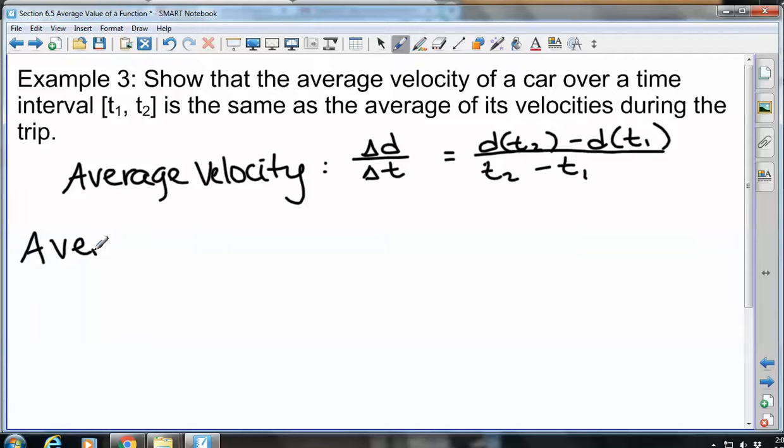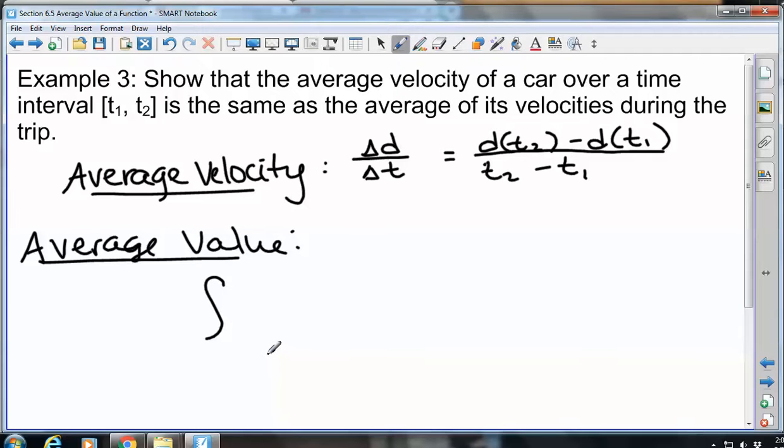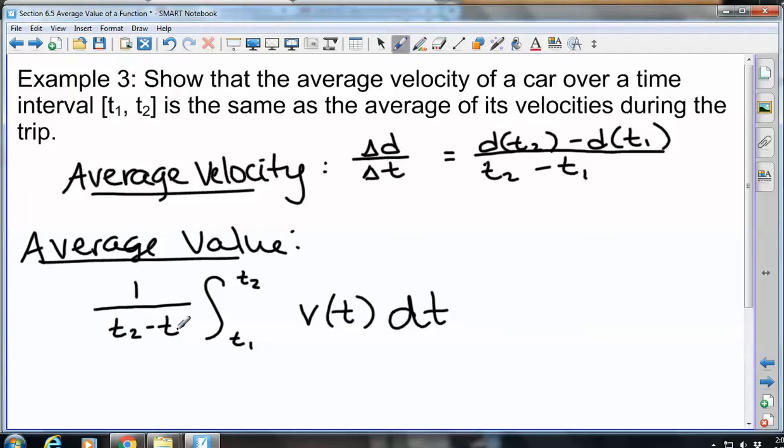Average value. So if I wanted the average value of the entire thing, that would be like integrating from time 1 to time 2 the velocity. And if I want the average value, you would have to do 1 over t2 minus t1.